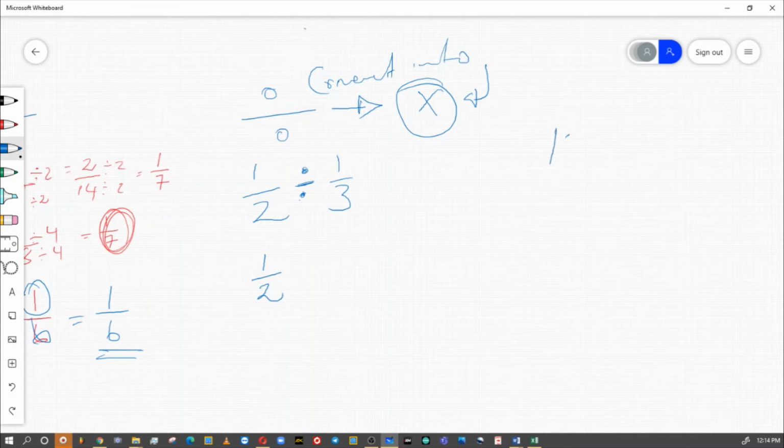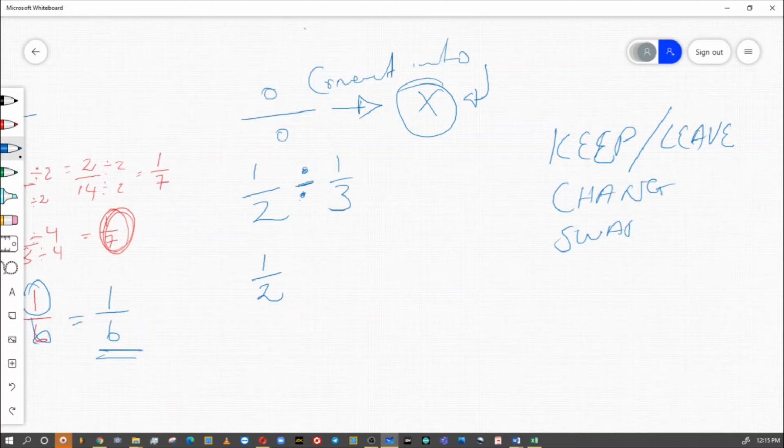So we are going to say keep, or leave, and then the second one is change, and then swap. So leave it as is, stage 1, leave, boom. Then stage 2, we have to change the sign. And the third one is we swap that one, and it becomes 3 over 1.